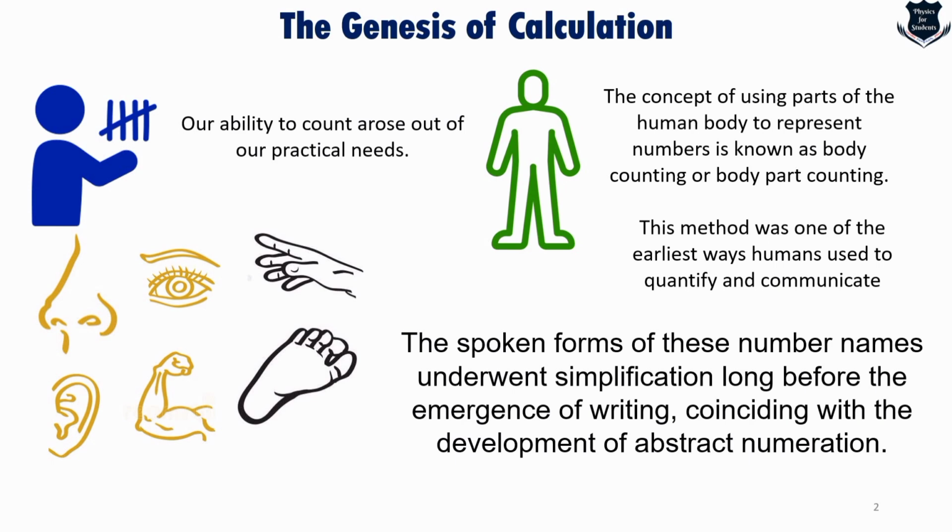So here you can see that the diagram shows that the concept of using body parts, representing the eyes, the ears and the arm, generally began. And with the development of thought in terms of the genesis of calculation, the methods that were used were basically counting the toes and the fingers, etc. These forms came much before spoken terms, and then they underwent simplification.